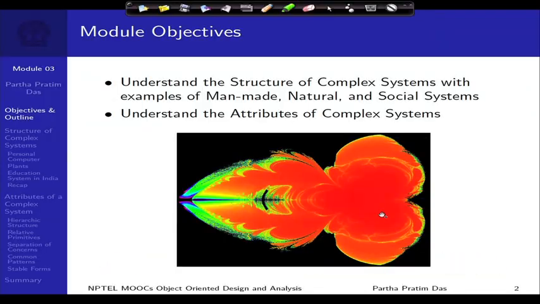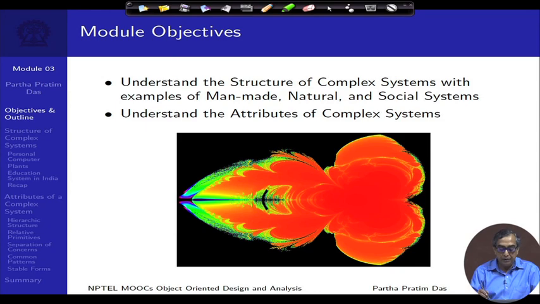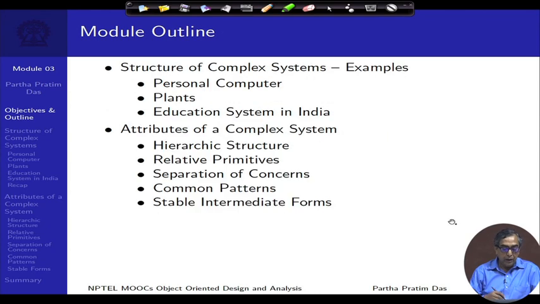So, this current module will specifically focus on understanding the structure of complex systems. We take 3 examples, one man-made, one natural and one social system, and from that we will try to understand the attributes of a complex system. The module outline, as you already know, is also presented on the left bar of every slide.